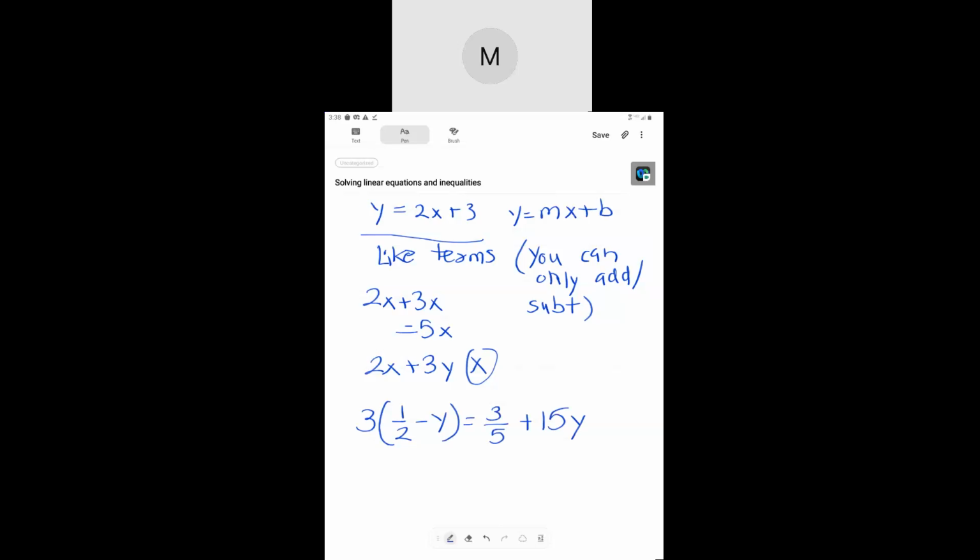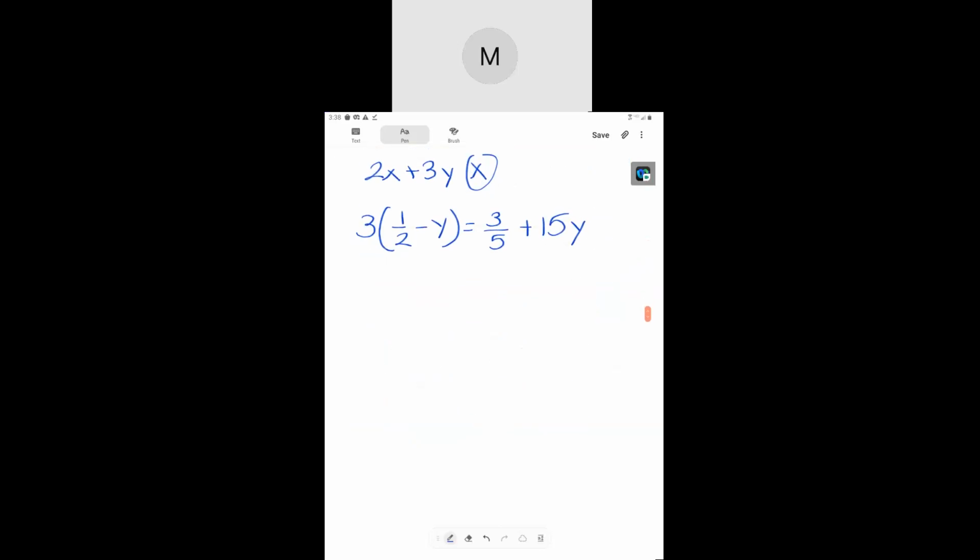So in this case, we'll learn about a couple of strategies here. One is distribution. Distribution means you can use the method of FOIL, where you multiply the outside term of a parenthesis with all the terms that are inside. So I'll just start with that. So this would become 3/2 minus 3y. The other side, I'm not going to touch it at the moment.